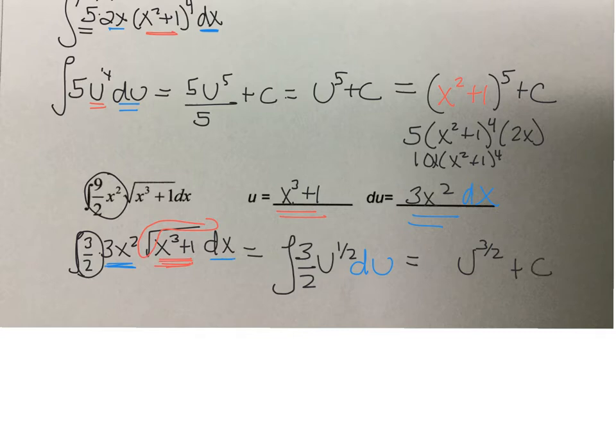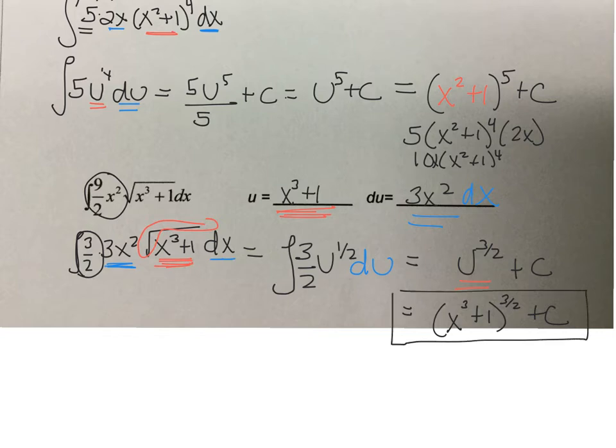And then from there, I do my final rewrite. I put it back in terms of x. So I take this u right here, and I replace it with x to the third plus 1. So now it becomes x to the third plus 1 to the 3 halves plus c. So that's your final answer here. That's the answer to that integral.